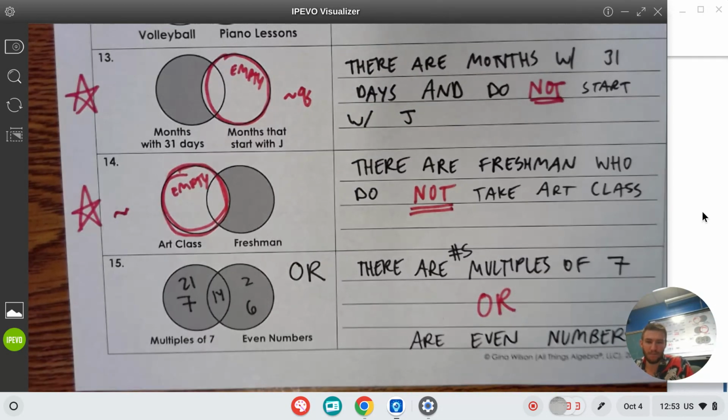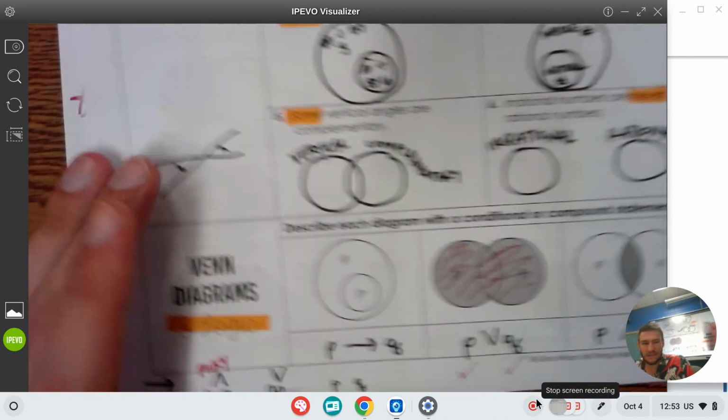All right, well, there we go. That is the first look at Venn diagrams. Not too bad.